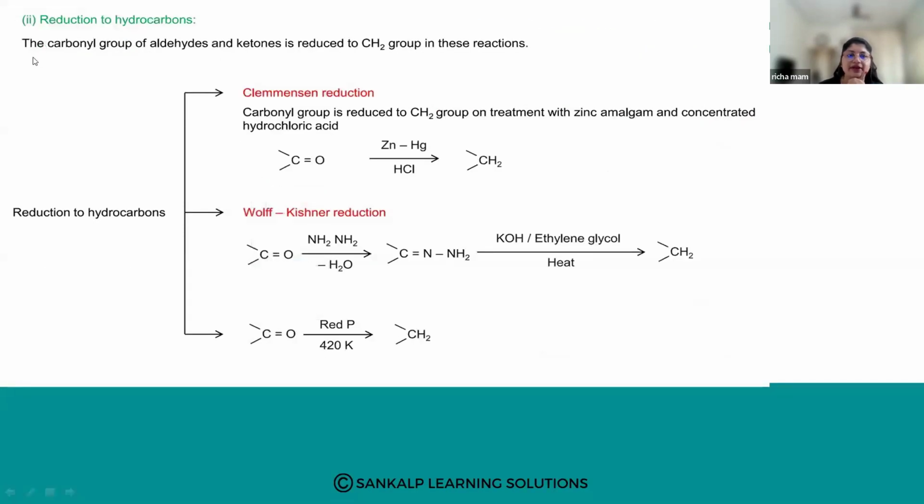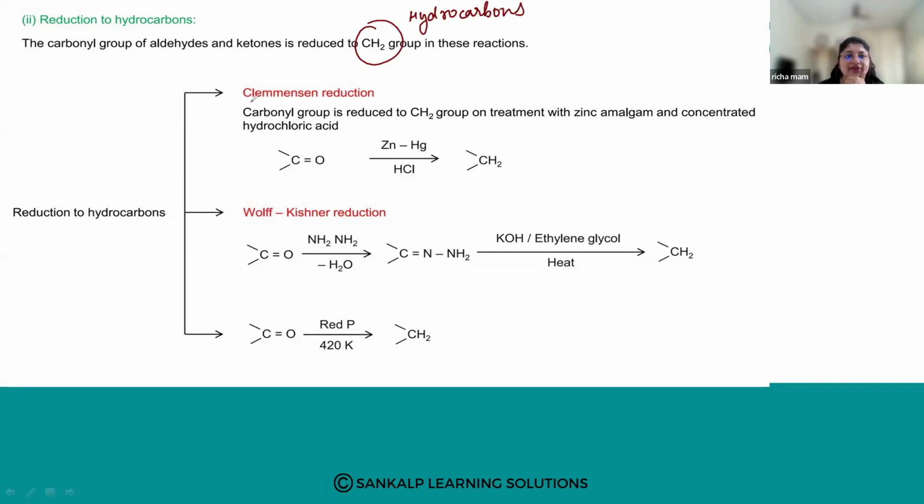Next, we are going to do reduction to hydrocarbons. So what is happening here? Both the aldehydes and ketones are reduced to hydrocarbons, that is, to the CH2 group. So how can they be reduced to hydrocarbons?